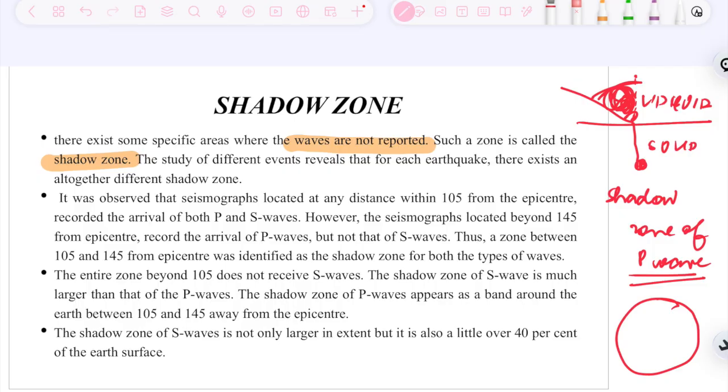Now let's take for example that this earthquake has this as a hypocenter. Now for example, this has this shadow zone. However, if this is the hypocenter, this will be the shadow zone. So each earthquake has its own shadow zone of P wave and S wave. However, the degree of that shadow zone, at what angle it will be, remains the same. So it was observed that seismographs located at a distance up to 105 degrees from the epicenter recorded the arrival of both P wave and S wave.